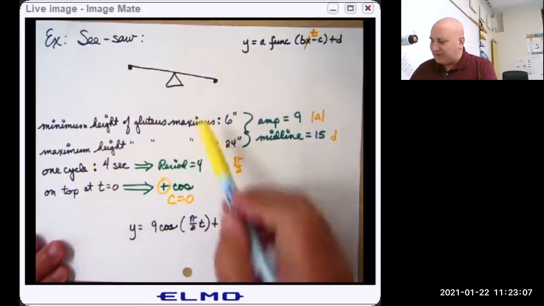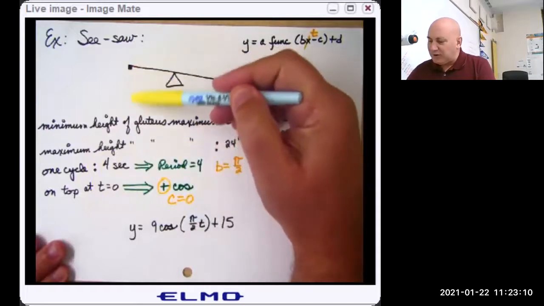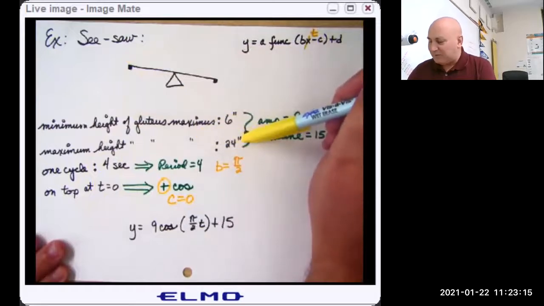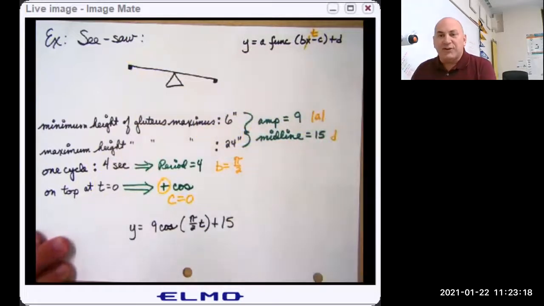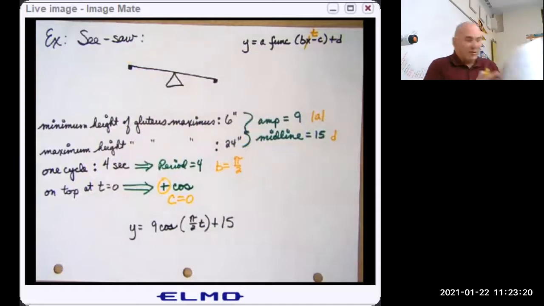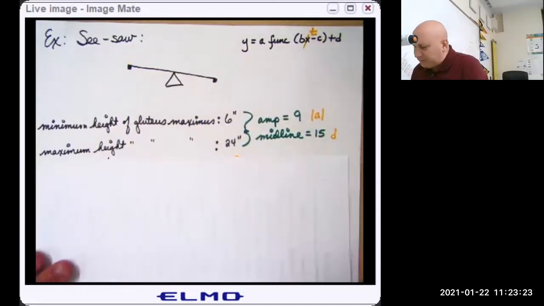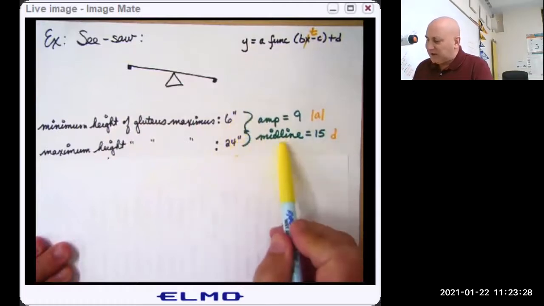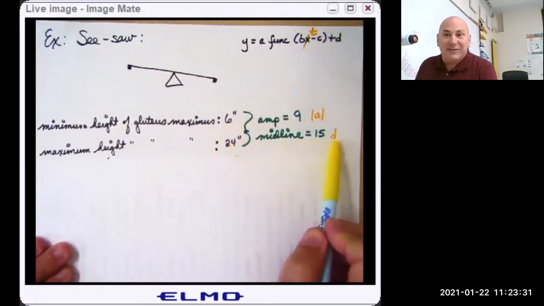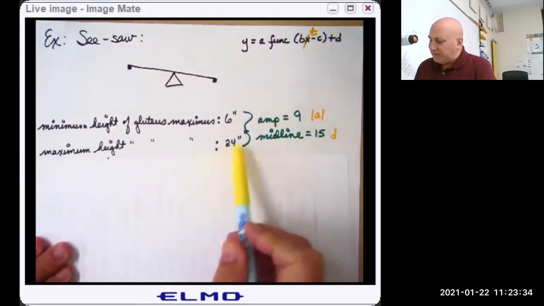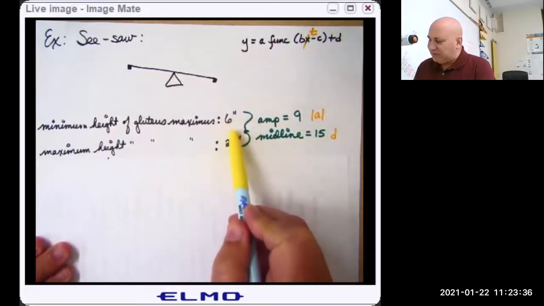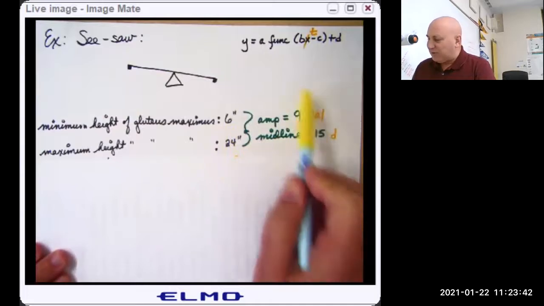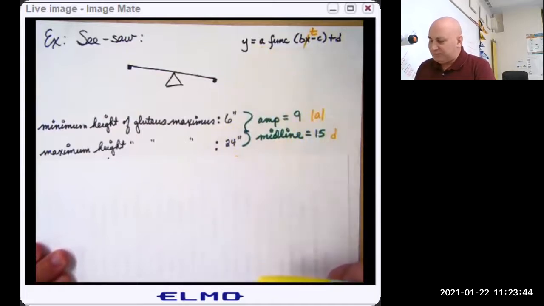And the maximum height of the seesaw is when your rear end is at 24 inches above the ground. So we can stop right there. Just not even worry about the rest of this. What do we know? Well, we can average these two values and get the midline as 15. That is my D value. And 15 to 6 is 9 inches. 15 to 24 is 9 inches. So my amplitude, or the absolute value of A, is 9.